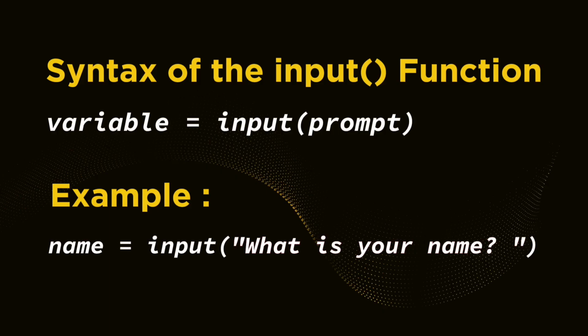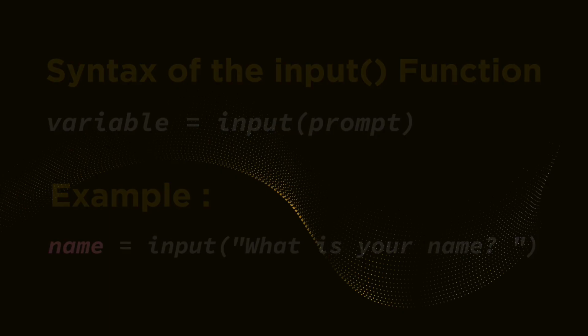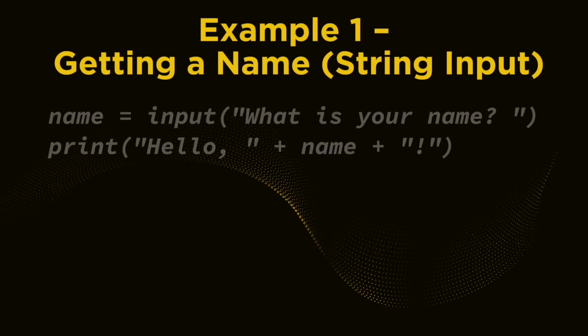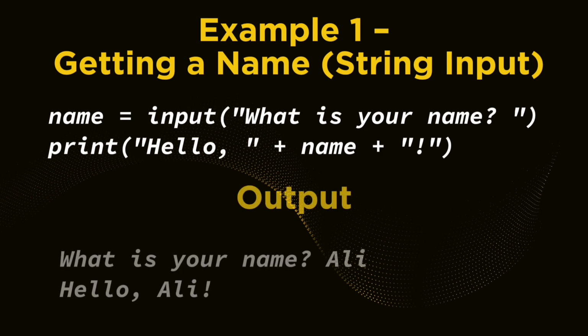The input is saved as a string, and we usually store it in a variable on the left side of the equal sign. In this example, no conversion is needed. The input is a string and we use it as a part of a sentence.